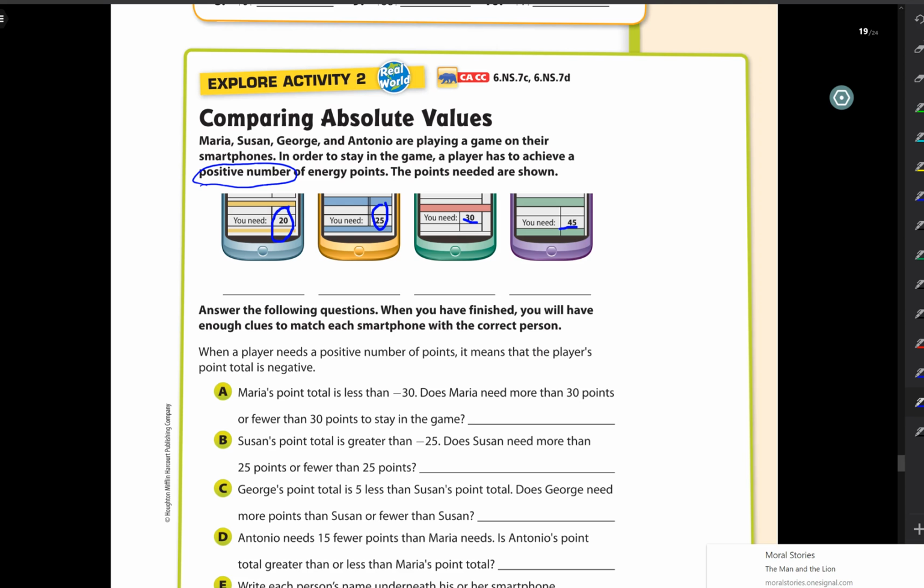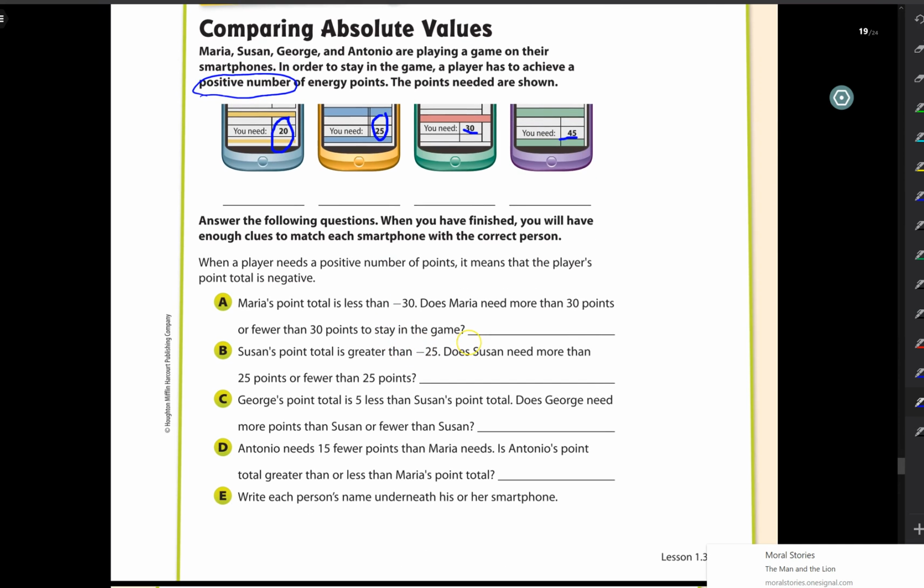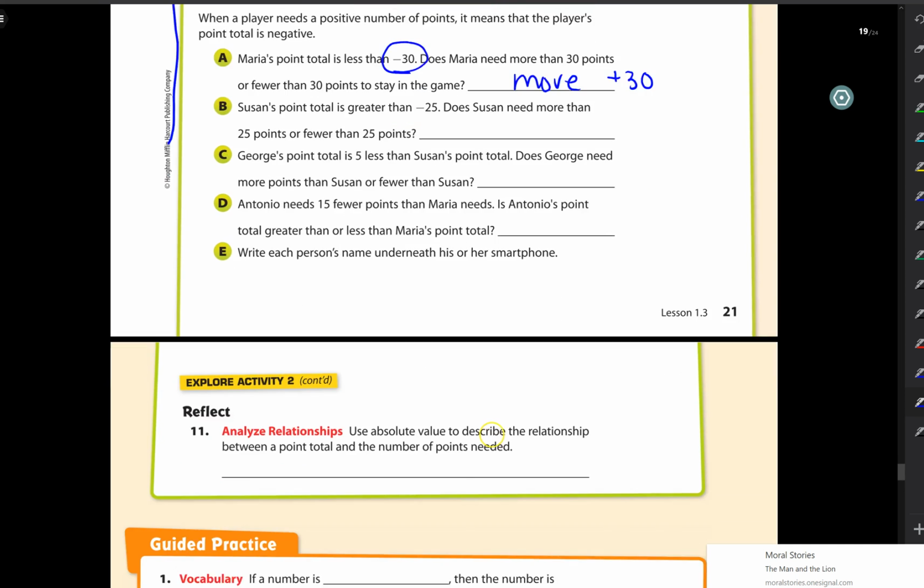Maria's point total is less than negative 30. Which number would be less than negative 30? Does Maria need more than 30 points or fewer than 30 points to stay in the game? So I want you to look at this. She has negative 30. Does she need more than 30 points or less than 30 points? She needs more than 30 points. So she needs positive 30 points or more. So go ahead and finish this, and then we're going to continue here.